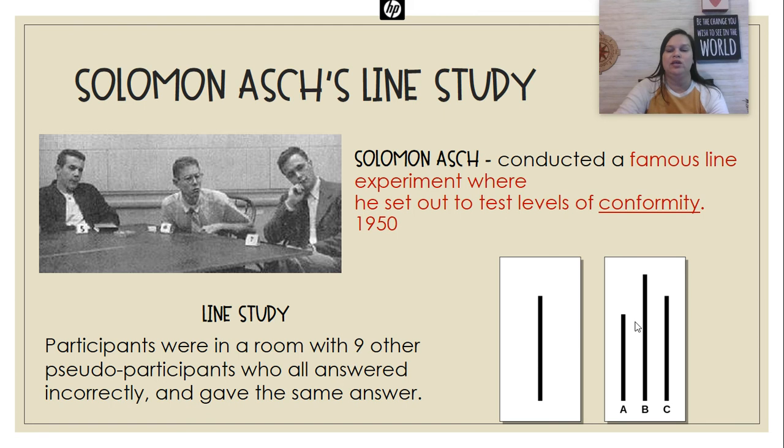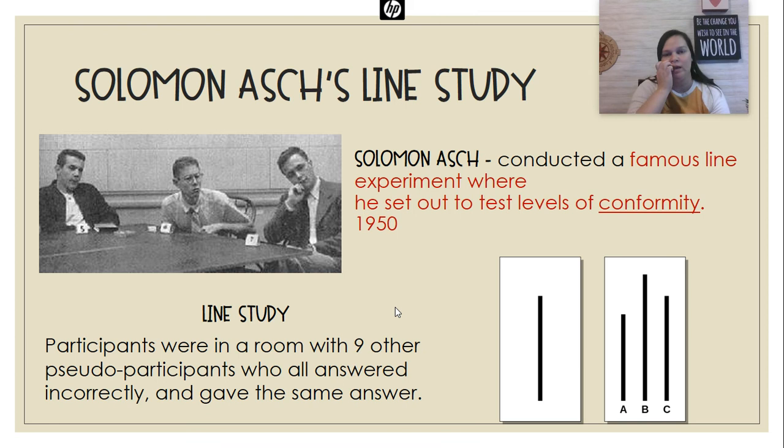So here's our first line. Answer C is clearly the same as the first line. Well, most of the people in the group will say the wrong answer, A or B. So they want to see, will the participant go along and conform and say the wrong answer as well? It kind of puts him in this uncomfortable situation. Everybody's saying this wrong answer and it gets to him.